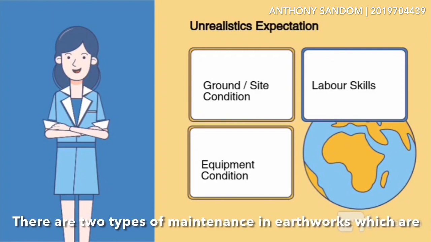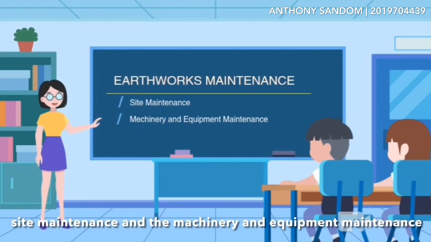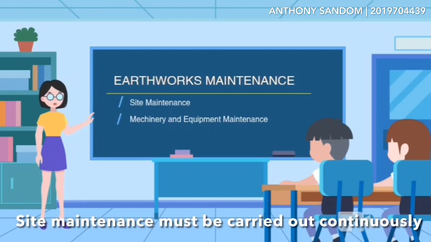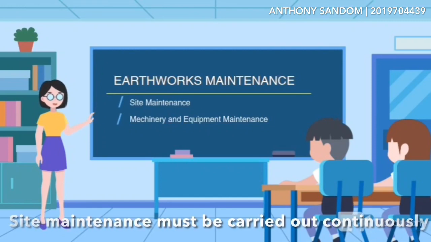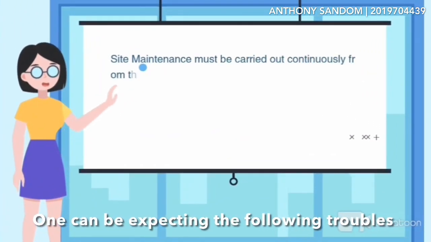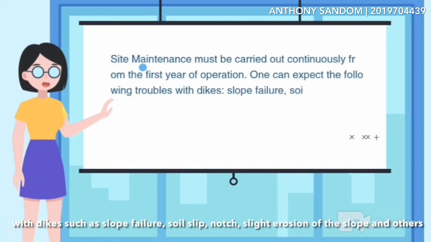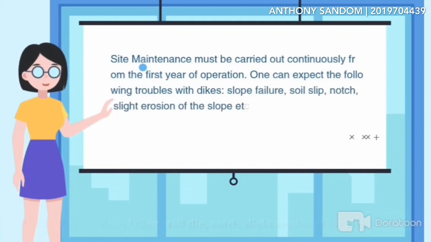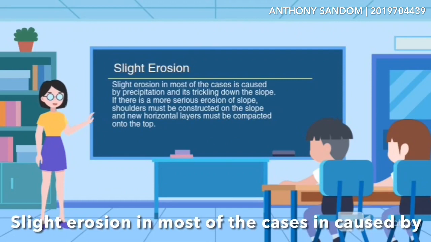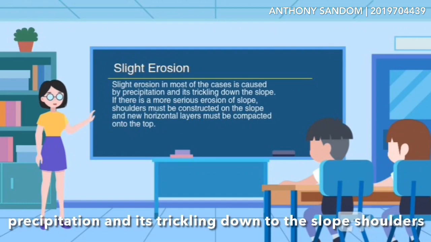There are 2 types of maintenance in earthworks, which are site maintenance and machinery and equipment maintenance. Site maintenance must be carried out continuously from the first year of operation. One can expect the following troubles with dikes, such as slope failure, soil slip, notches, and slight erosion of the slope. Slight erosion in most cases is caused by precipitation and its trickling down the slope.